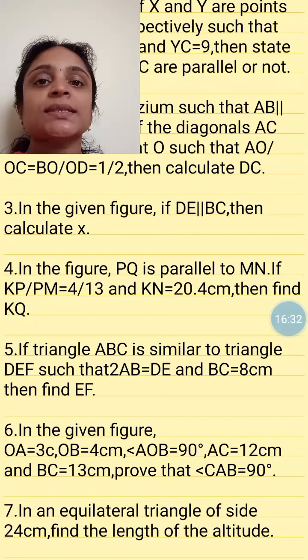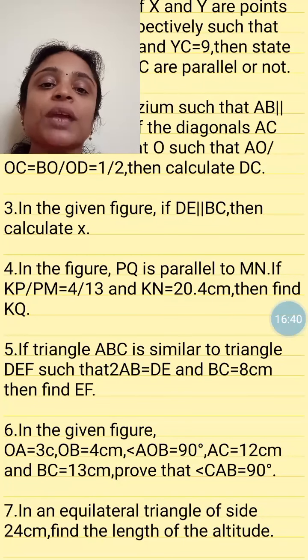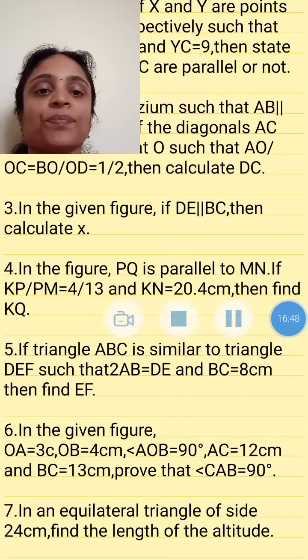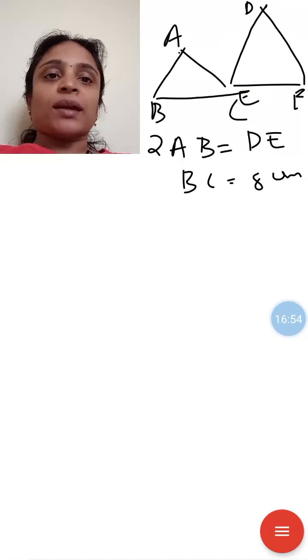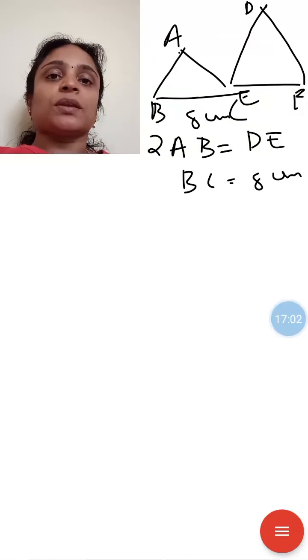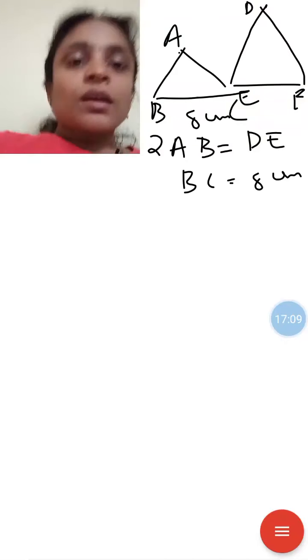Next question is, if triangle ABC is similar to triangle DEF such that 2AB equal to DE and BC equal to 8 centimeter, then find EF. Okay. In the question, it is given that triangle ABC is similar to triangle DEF and 2AB equal to DE and BC equal to 8 centimeter. We have to find this EF.